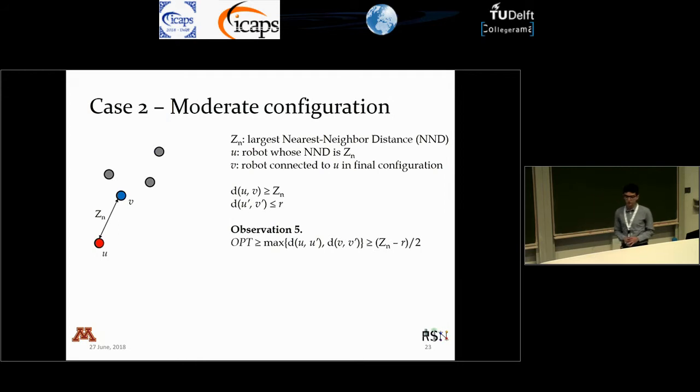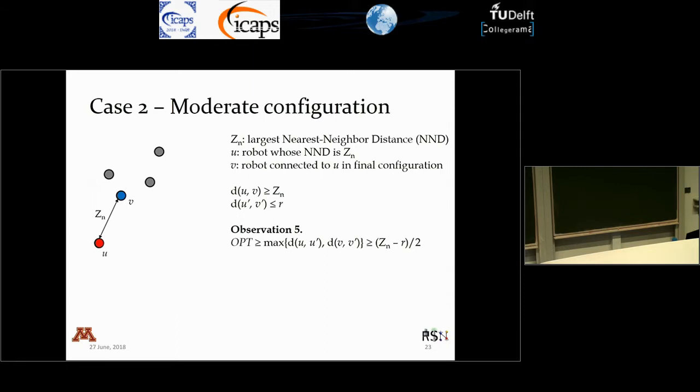And the last case is the moderate configurations case. Here we are using the largest nearest neighbor distance in our argument, and let z sub n be this distance. And suppose u is the robot whose distance to its nearest neighbor is z sub n. And suppose also that v is a robot that is connected to u in the final configuration. So then we know that in the final configuration, the distance between u and v is going to be no more than r. And the distance in their initial configuration cannot be smaller than z sub n because u's closest robot was z sub n away.